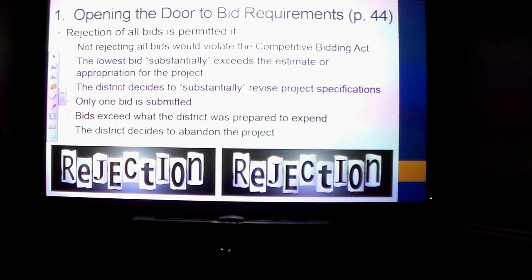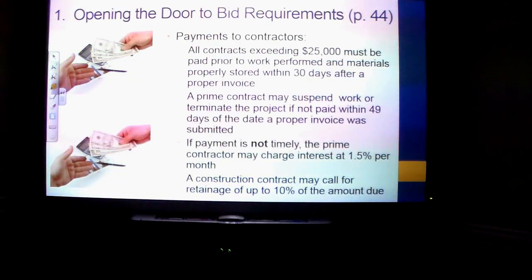So you can reject all bids if the lowest bid's horrible. If it substantially exceeds the estimate and you know it's not going to get done, or it's way above it, you can reject it. The district can revise project specifications. You don't have to go with a bid if only one is submitted. And if the district says at the end, well, I'm not going to do the program, you can reject the bid as well. So any contracts exceeding $25,000 must be paid, prior to work performed and materials stored, within 30 days after a proper invoice.